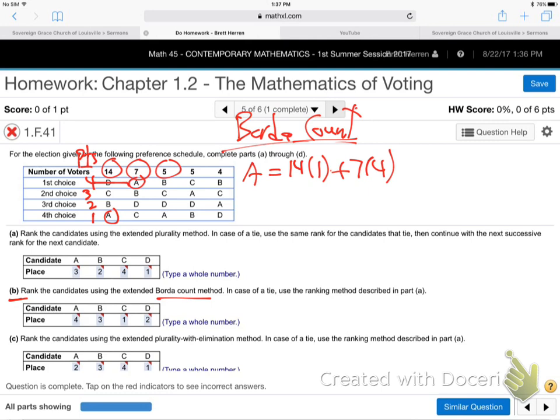The next 5 people, where did they put A? They put A last. So 1 point each. The next 5 after that put A at 3 points because they put him second. And the final 4 people put A at 2 points each. So there we go. Whatever that adds up to be, that's the total points A gets.